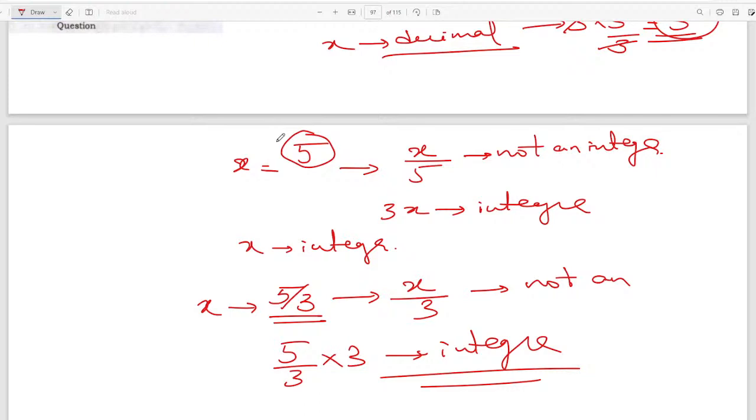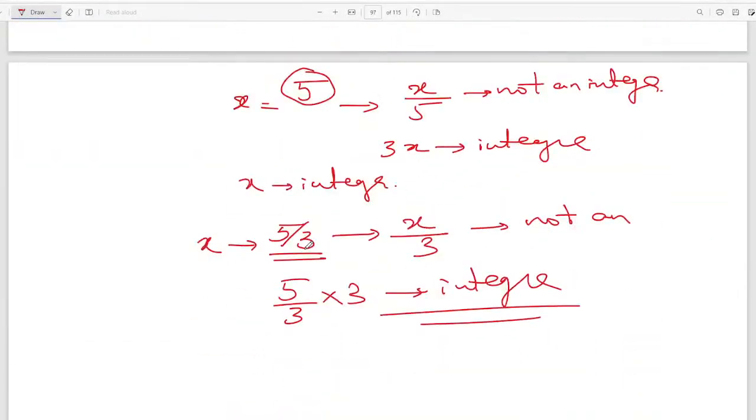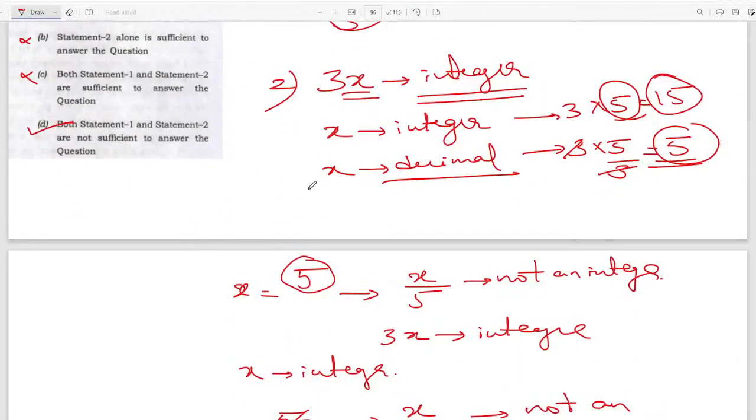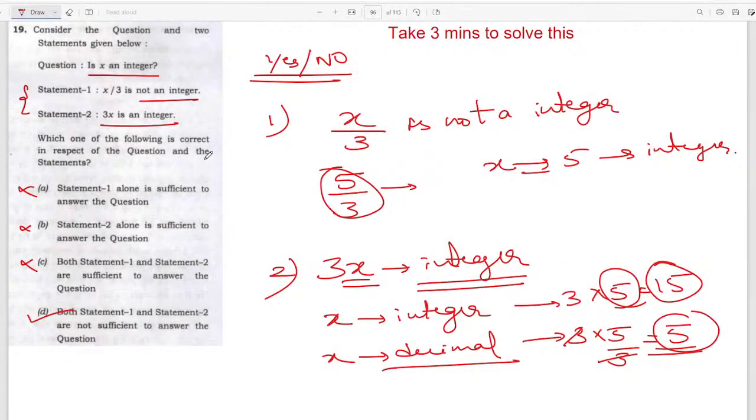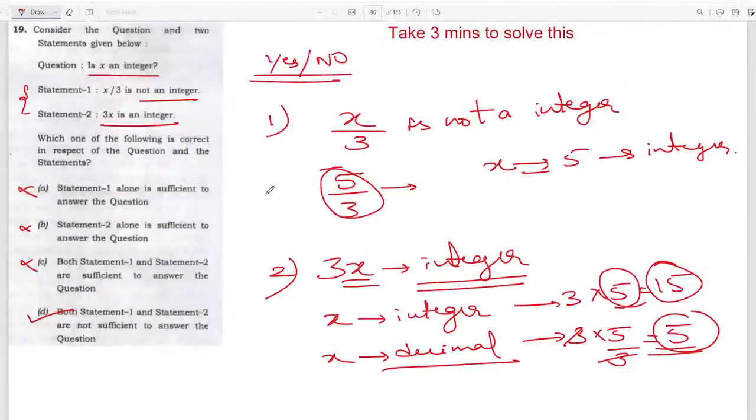For example, take 5 and 5 by 3. If x is 5, both the statements will be true. But if x is 5 by 3, again both the statements are true. But you cannot say, because in one case x is an integer, and in the other case x is 5 by 3, a decimal. Okay. So are the individual statements clear? That is, x by 3 is not an integer, and x can be both an integer and a fraction. I'll just explain it once again.